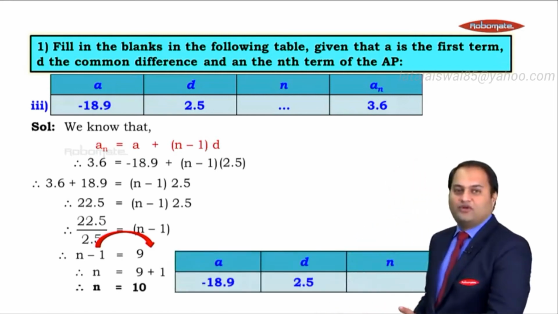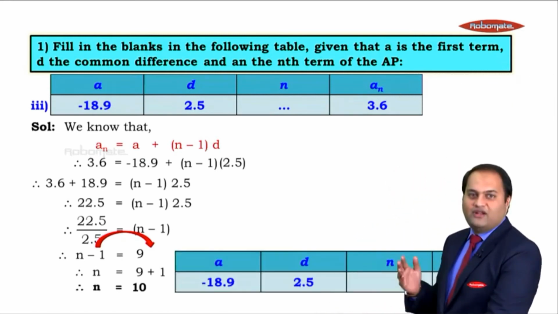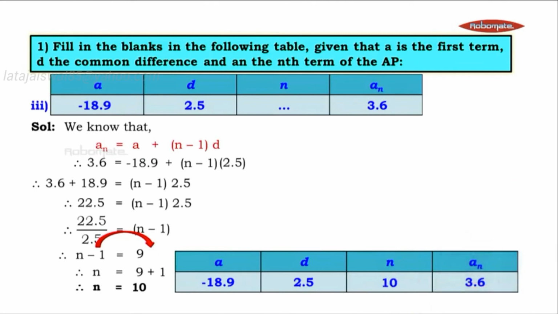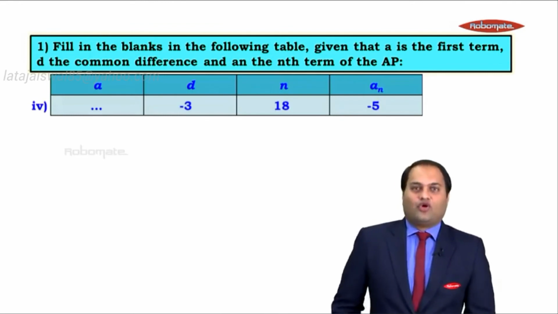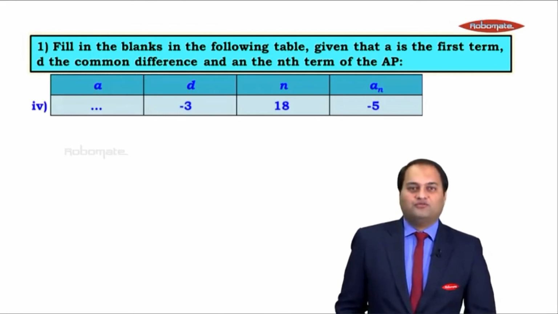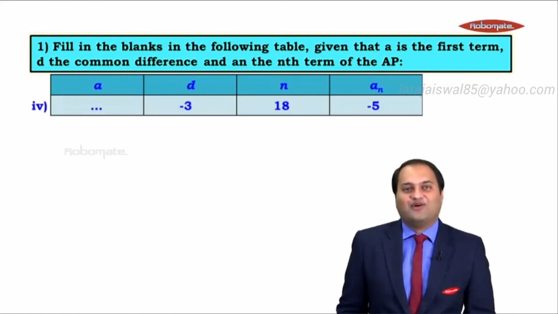We know the table, you can draw the table like this: a is given, d is given, in the place of n you can write 10, and this is what your answer is, right? Let's quickly move on to the next sum. The next sum has a, d, n, an, the 4 quantities, out of which 3 are given to you. d is given, n is given, and an is given, and we are supposed to find the value of a.